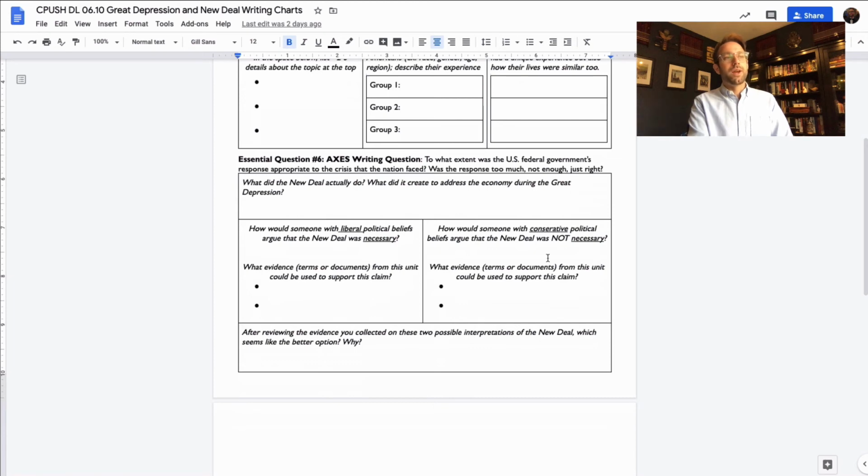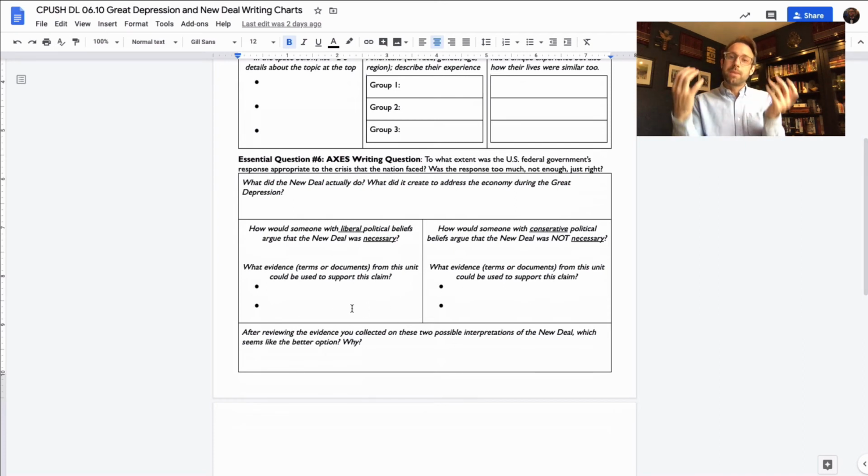On the other hand, you also want to think about how someone on the right, someone that has conservative ideas, would look at the New Deal and government intervention and say it was not necessary. What's their reasoning behind that? Again, look at lessons number 4, 5, and 7 for details there. And then collect some evidence. That evidence could come in the form of terminology that you find in lessons 4 or 5. It could also come from the documents that criticize the New Deal, coming from lesson number 7. So that's where that stuff is going to show up.